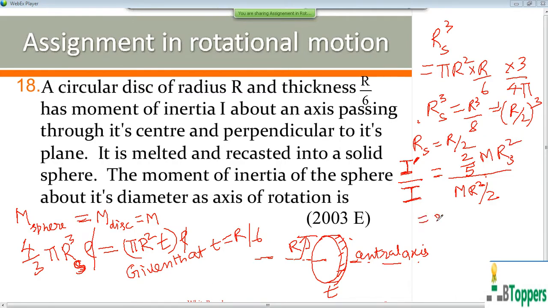So you can cancel m here. Mass of sphere is same as the mass of disk here. So radius of sphere you can write r by 2. So 4 by 5 into r by 2. So you get I dash by I equal to 1 by 5.